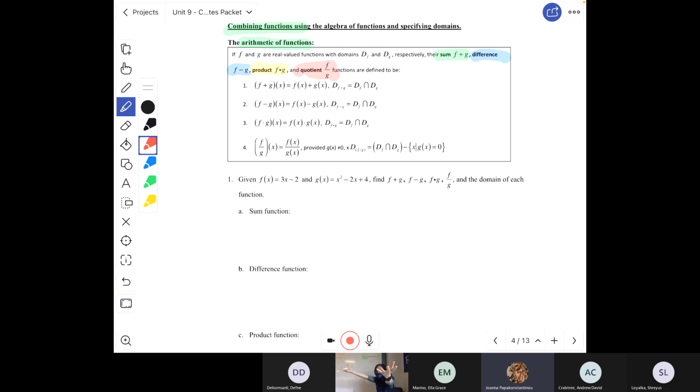So I'm giving you two functions and I may tell you, hey, add them. Take the sum. I may say, find the difference. I may say, find the product. I may say, find the quotient. So given two functions, you have to be able to perform these arithmetic operations on these functions and then state the domain. So performing the operation shouldn't be the hard part.